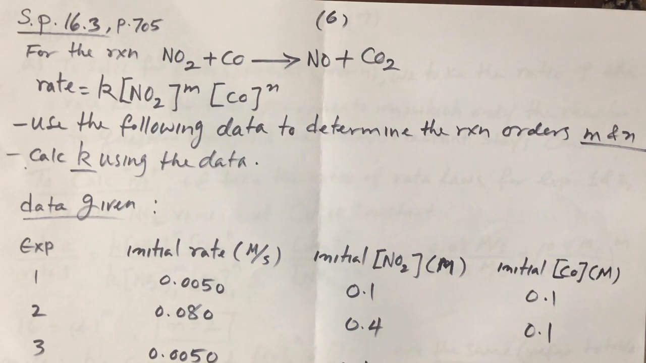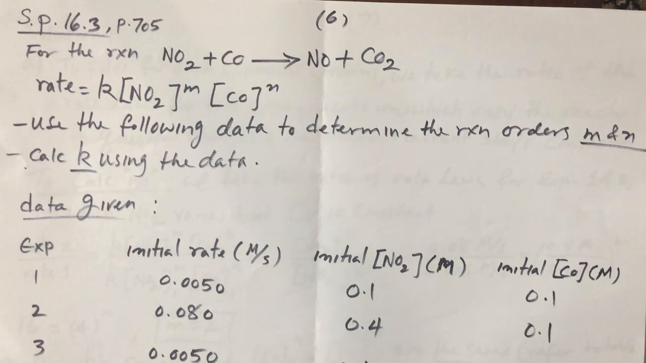Now what we have been given is a table of data that is referred to as the method of initial rates. This is an experimental method that I referred to in the previous section to determine M, N and k.